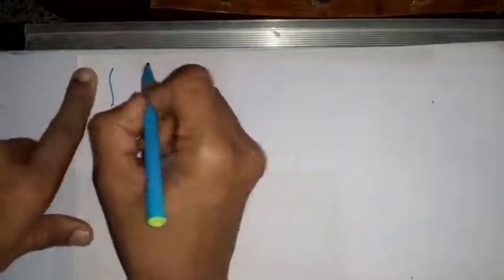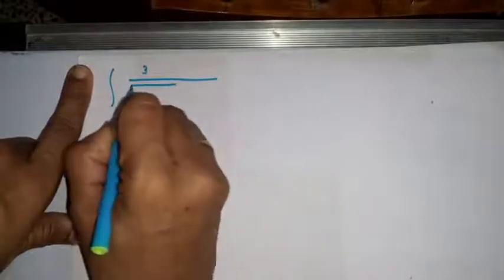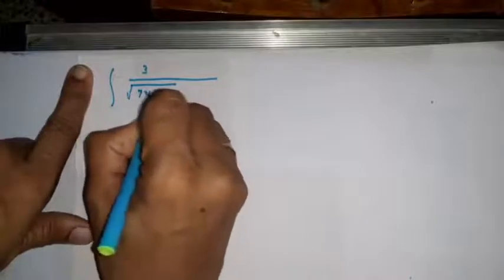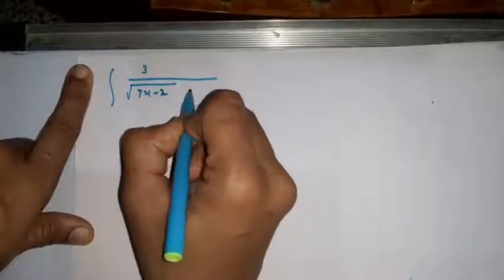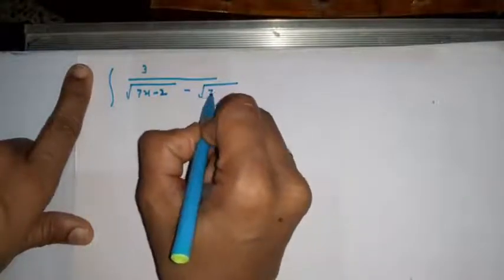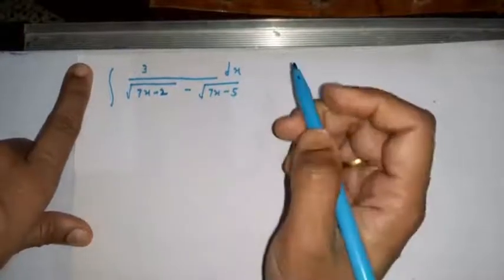The next problem is: integrate or evaluate 3 upon square root of 7x minus 2, minus 7x minus 5, with respect to x.